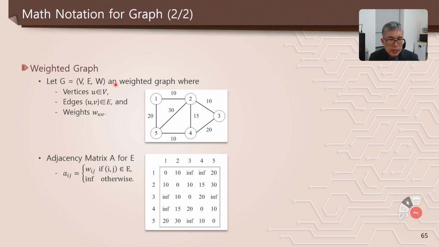The weighted case, we can define the adjacency matrix so that if there is an edge between i and j, it holds the actual edge value. This one is used: 2 and 5 is 30. Okay, 2 1 is 10, 2 3 is 10, 2 4 is 15.